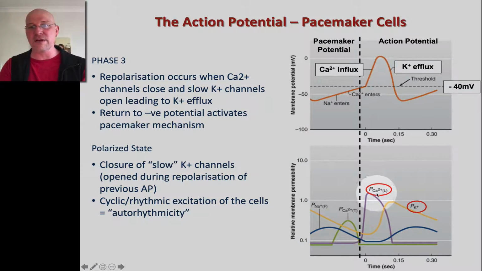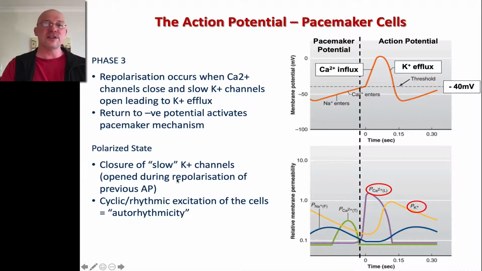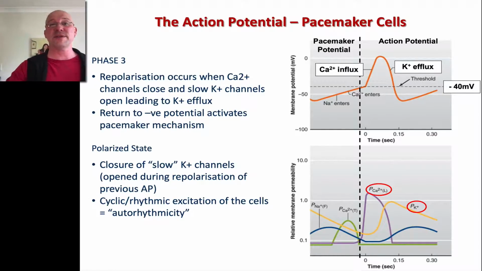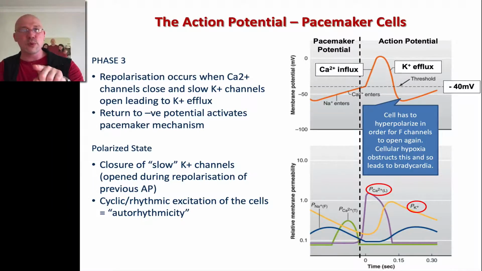So if we go back to this other diagram that we had, this is our long-lasting calcium channels opening, and our potassium efflux channels opening up. And so the closure of the slow potassium channels, which were opened during the previous repolarization, happens, and we get potassium leaving the cell, so the cell becomes more negative. And that cyclic rhythmic excitation of the cell depolarizing and then resetting and then slowly leaking up and then repolarizing again is that autorhythmicity of the pacemaker cells. That's how they work. Now, there's an important point here, and it explains something that happens physiologically to our patients.